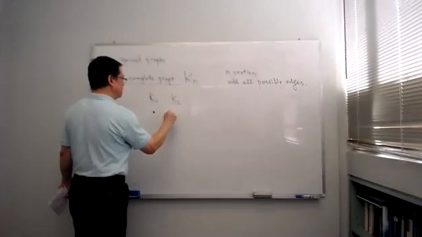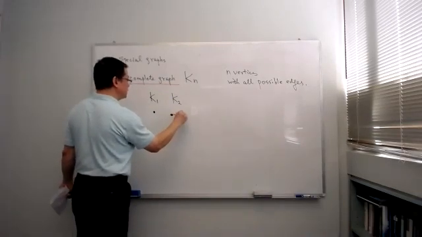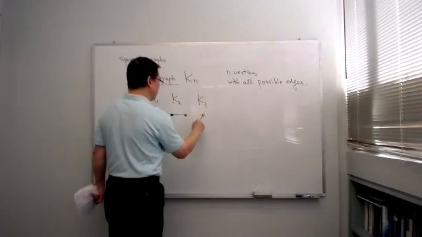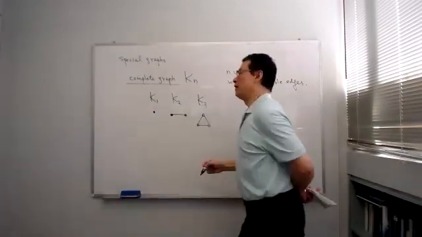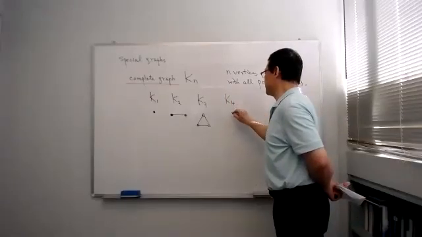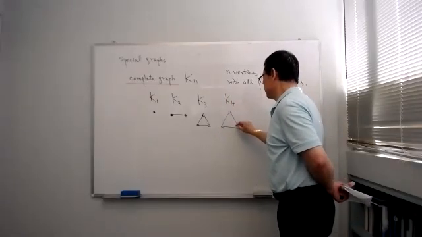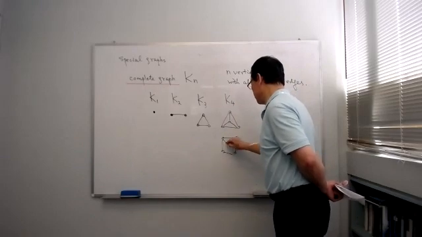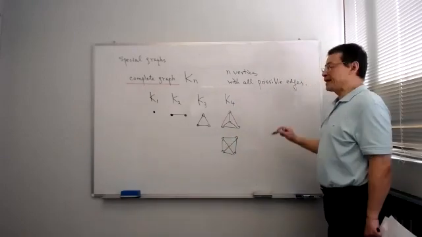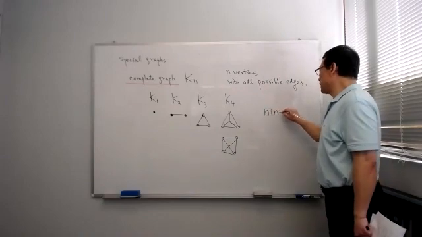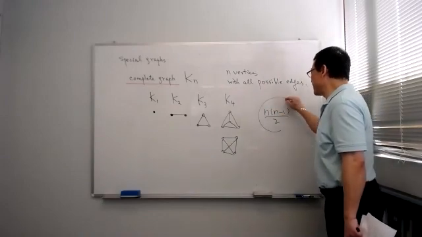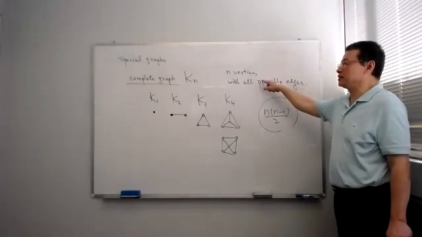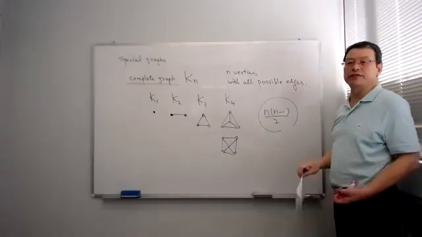K2 is two vertices with an edge between them. K3 is going to look like a triangle. So it has all possible edges. All right. So K4 will be four vertices. We can draw it in this way. So that's K4. It has exactly n times n minus 1 divided by 2 edges. The graph that contains the most edges on n vertices is called a complete graph.